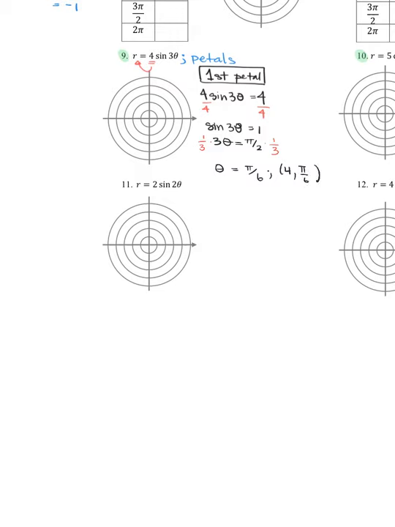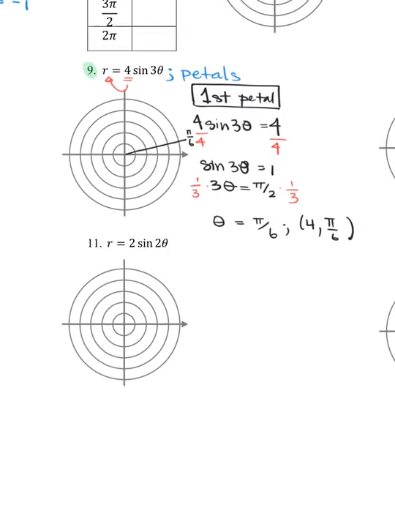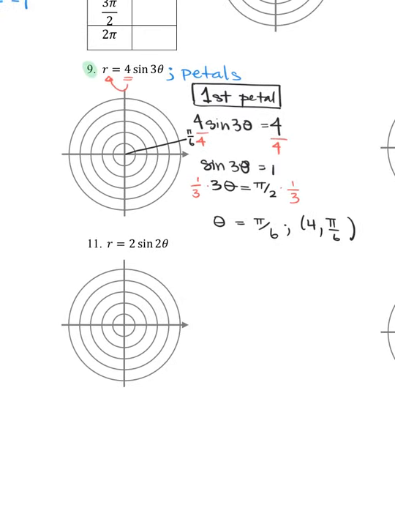So pi over 6 is about 30 degrees, so that would be somewhere over here. Let me zoom in just a little bit bigger there. And then I'm going to go out 4 circles. And then there's my first petal, right? So my first petal is the first time R is equal to 4, right? Because that's the farthest it's going to go out. And then I'm going to draw in that kind of teardrop shape as best as I can.